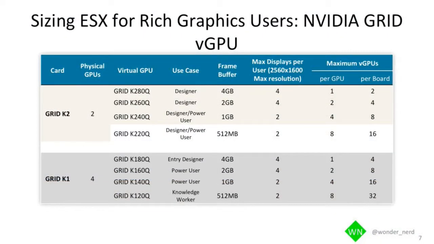So what we have here is a really nice chart that was put together by VMware that actually walks through some of the sizing around how the users and everything can actually perform and what their frame buffers are. So this will help you size and figure out how many GPUs or how many users you can put on a single GPU card.